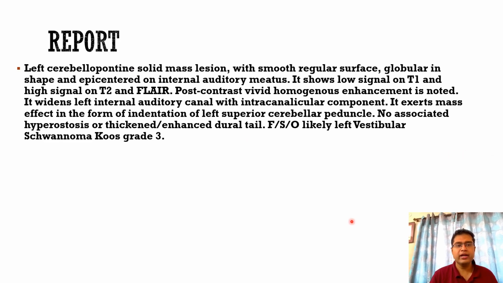So this was a report that I had given that there is a left CP angle solid mass lesion with smooth regular surface, globular in shape and epicentered in the internal acoustic meatus. It shows low signal on T1, high signal on T2 and FLAIR with intense post-contrast vivid homogeneous enhancement.